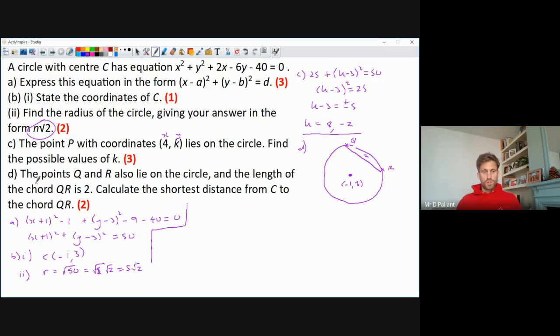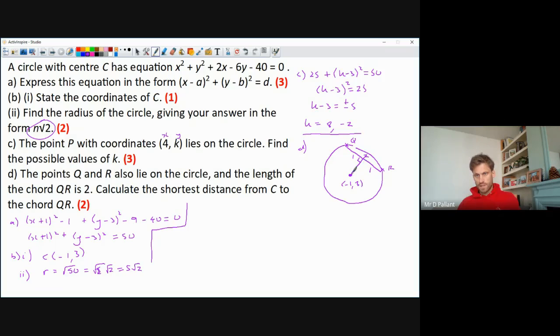The length of the chord is 2. Calculate the shortest distance from C, which is the center of the circle, to the chord QR. Well, the shortest distance is the perpendicular distance. So if we draw a line that goes directly there, perpendicular, there's a circle theorem, of course, that says that a radius bisects a chord at 90 degrees. And because that is perpendicular, the shortest distance, that must be 1, and that must be 1.